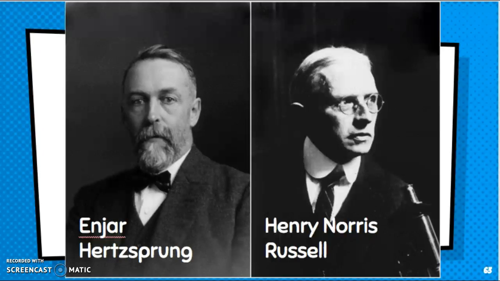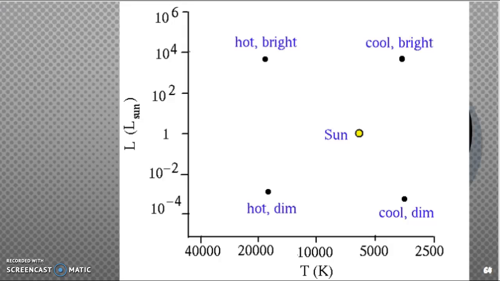Ejnar Hertzsprung, there on the left, and his BFF, Henry Norris Russell, on the right, had the brilliant idea one day to decide to see if they could graph characteristics of stars and look for relationships. So they could have graphed, like size and age, or temperature and color, or brightness and how far away it was from the Earth, a lot of different things. And I'm sure they did, but eventually they found this interesting relationship.